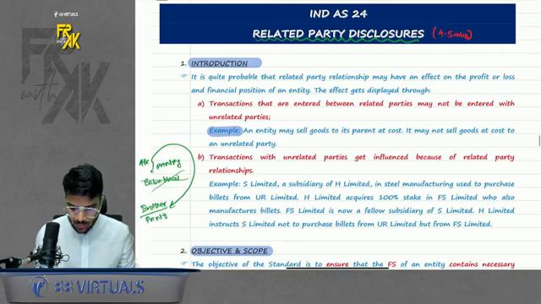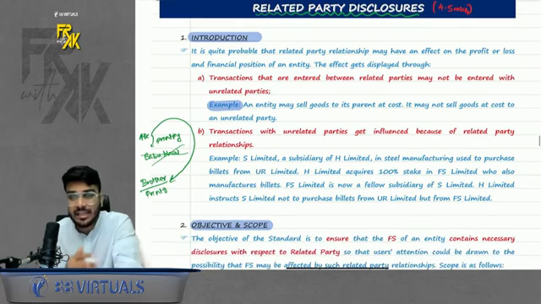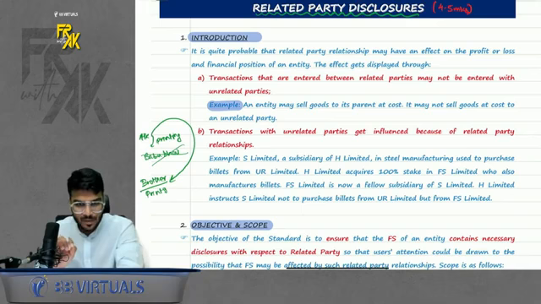Okay, so now let's start the revision of Ind AS 24 Related Party Disclosures. Before starting, do remember, when I teach you these disclosures, you will feel everyone is related. We will discuss relationships now, so you will feel everyone is related.